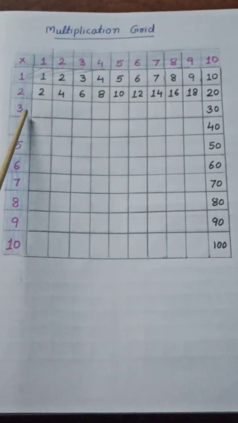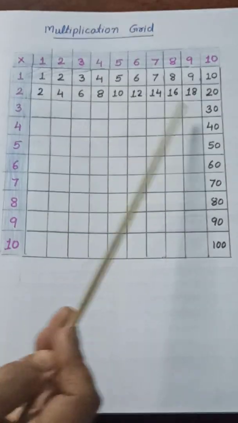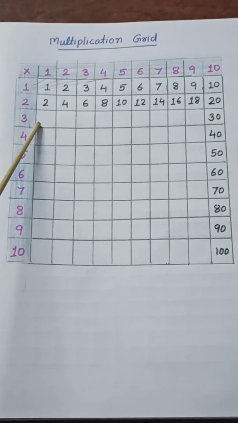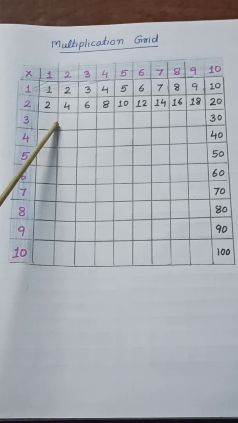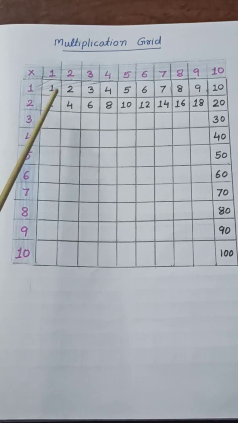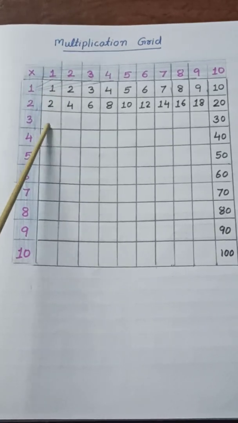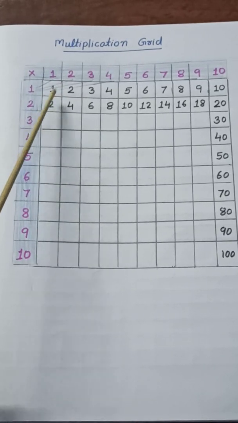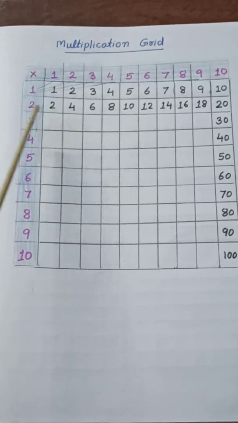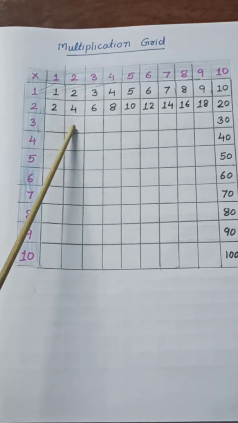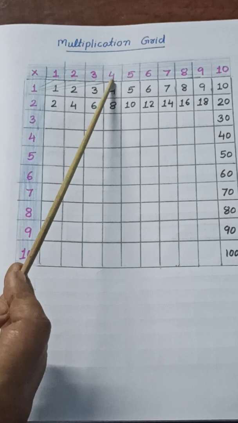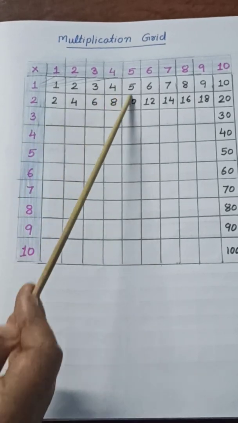Same way we have to write the table of 3, table of 4. So children, are you able to write the table of 3? Everybody says no? Okay, so let's start. 3 ones are 3. What do we write here? 3. Now when we multiply 3 by 2, what do we get? Here 6. 3 2s are 6. 3 3s are 9. 3 4s are 12. 3 5s are 15.